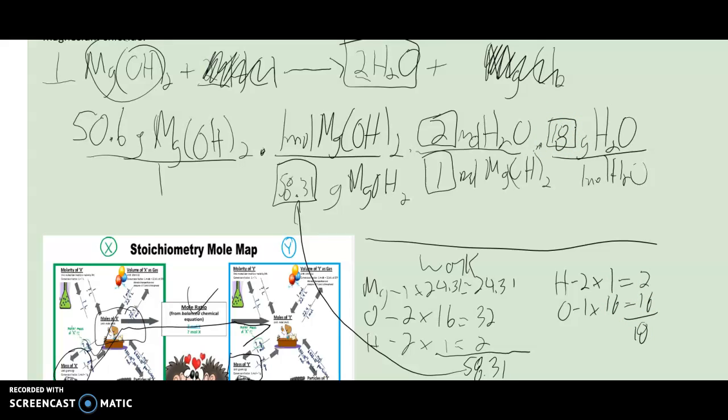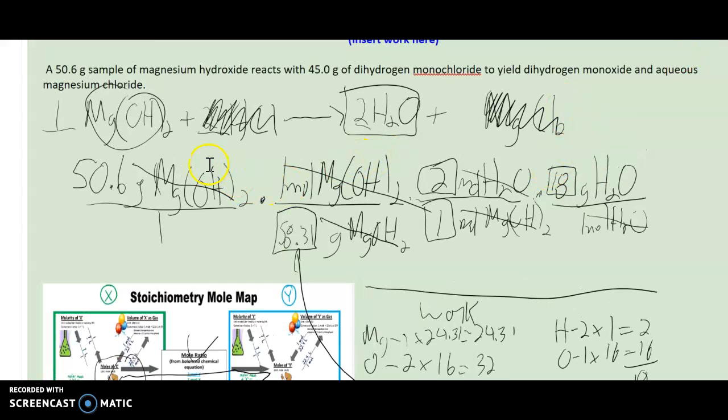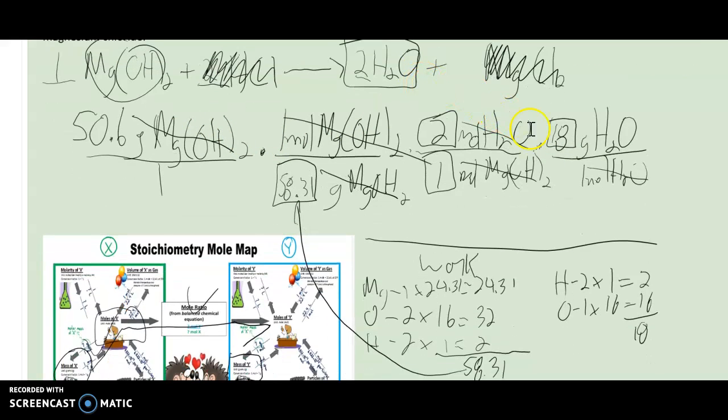One thing I didn't do is go back and see if I've set this up correctly, because my units should cancel. Here I have grams, which should cancel with this. Yep, grams Mg(OH)2. Moles, I should have moles here. Yep, of Mg(OH)2. And I have moles H2O here, which should cancel with moles of H2O here. So I'm just left with the unit that they asked for in the question. So again, this is the first part of the problem.